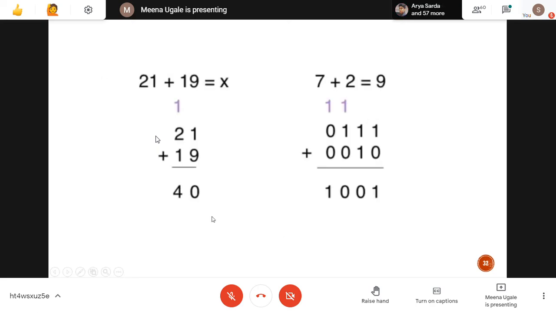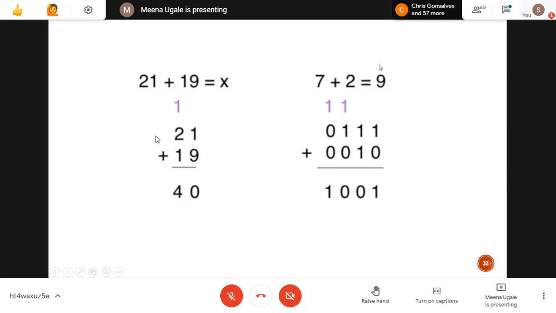See the example of how I can go for binary addition and how the carry is considered. When I go for simple decimal addition, 21 plus 19, what do we do? 9 plus 1 is 0, so I will write 0 and carry 1, and then I will add it.